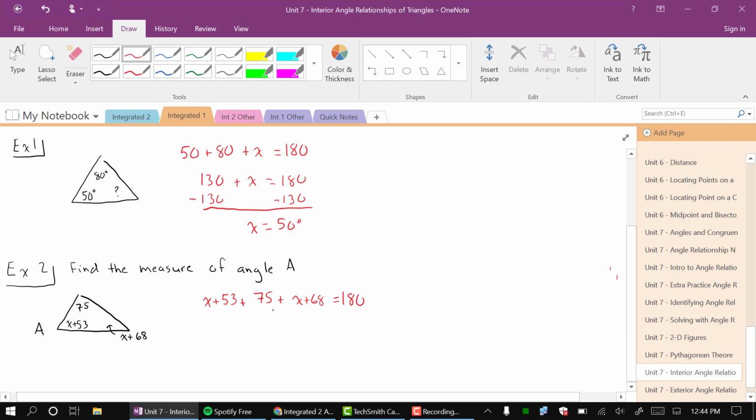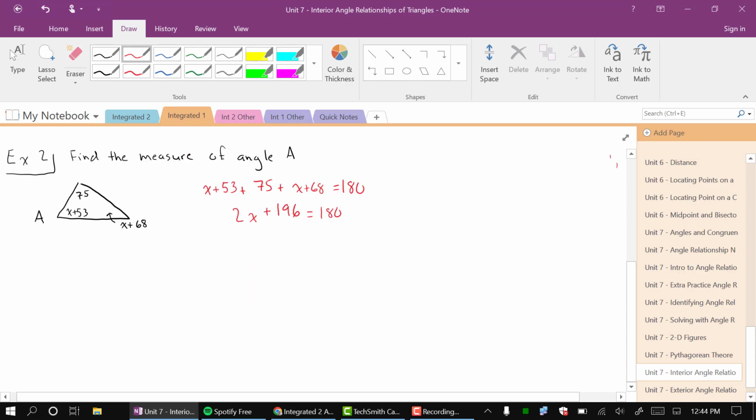So I'm going to add all three angles together. So 53 plus 75 plus 68. So that gives me 196. X plus x is 2x, and this equals 180 degrees. So I'm going to start by subtracting 196 from both sides. 196 minus 196. I get 2x equals negative 16. Divide by 2. I end up with x equals negative 8.